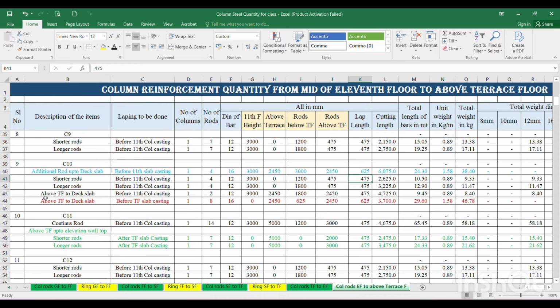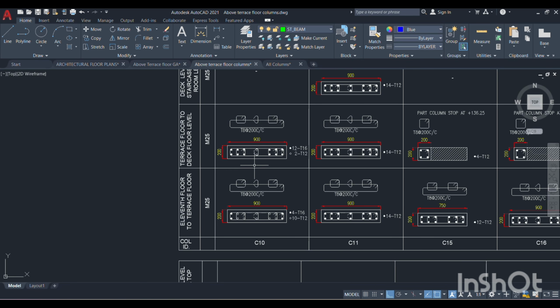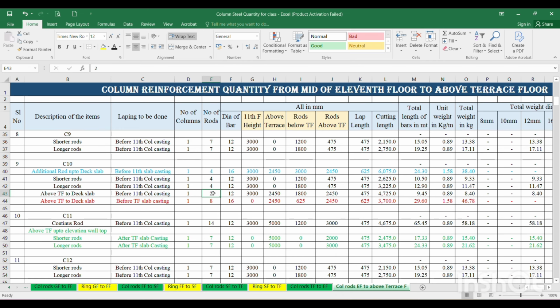for the below rod. And the remaining two rods, the remaining two rods are going up to deck level. So these two rods have to be two numbers of 12 dia, 11th floor height, and above terrace floor height is required. Below terrace floor I am taking the higher dia, higher length of 0.6 times of 11th floor slab level, and this is the rod above terrace floor, and this is for the lap length.